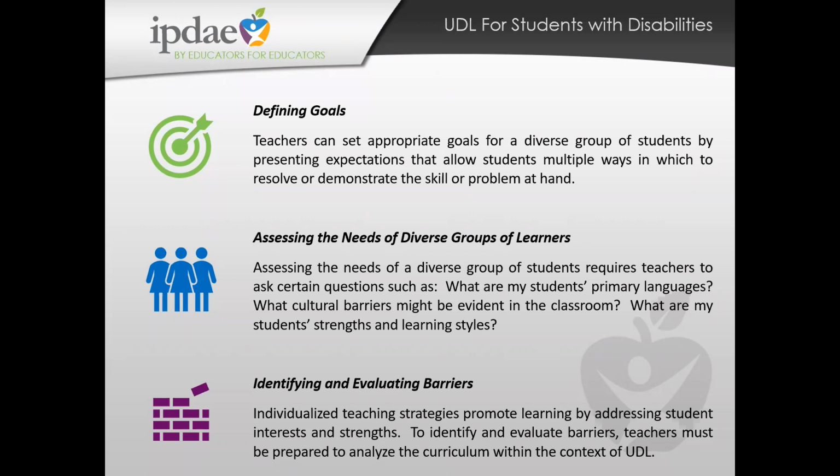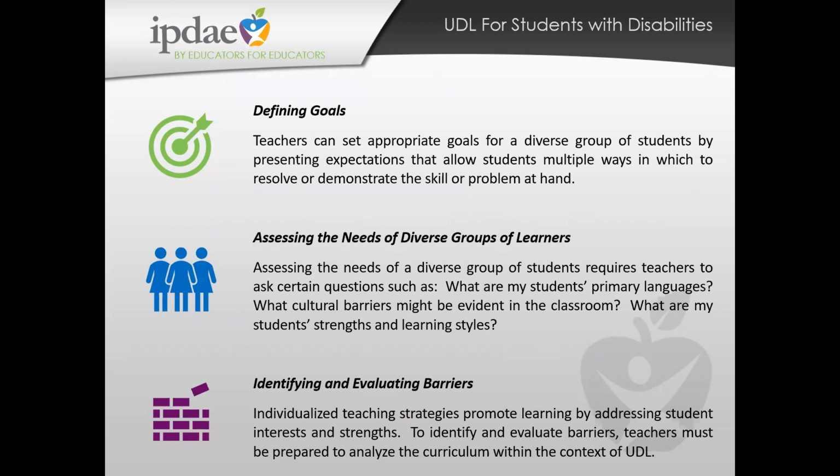Assessing the needs of a diverse group of students requires teachers to ask certain questions, such as, what are my students' primary languages? What cultural barriers might be evident in my classroom? What are my students' strengths and learning styles? How do my students prefer to engage with content? And what are shared or common interests that my students have with one another? These questions allow teachers to draw a map or diagram of the individual and overlapping needs of their unique student group.